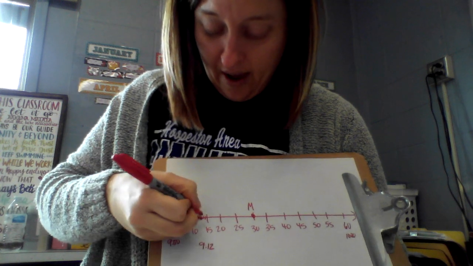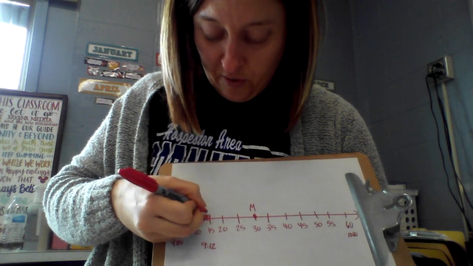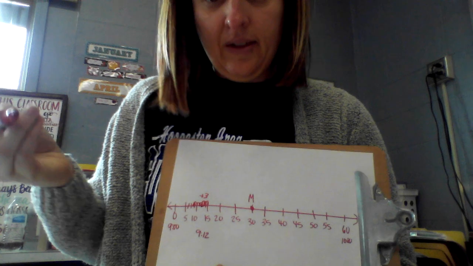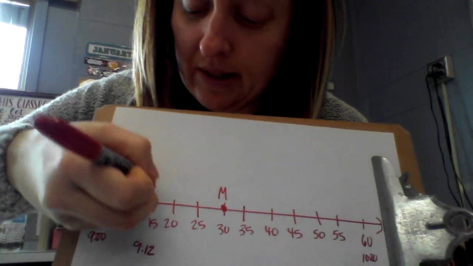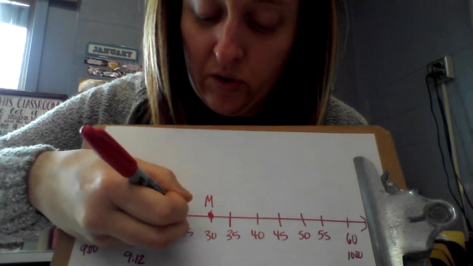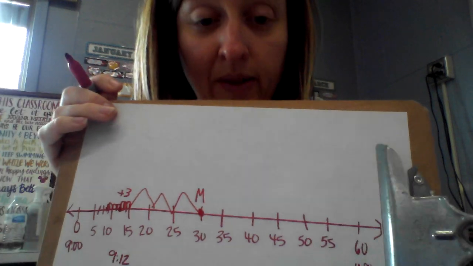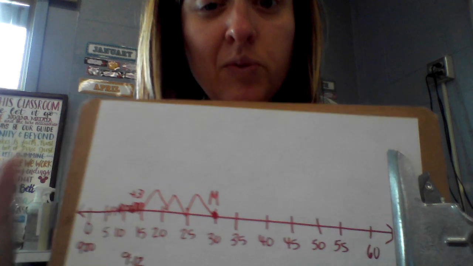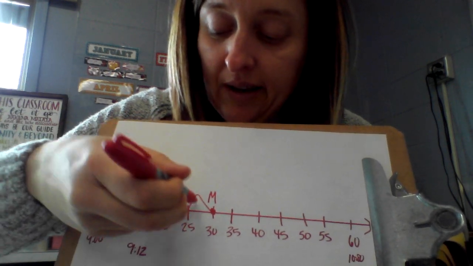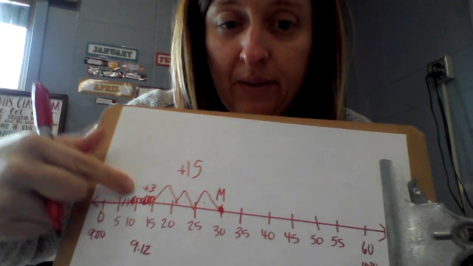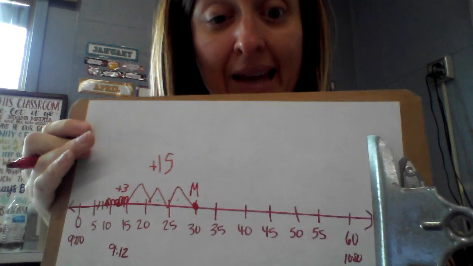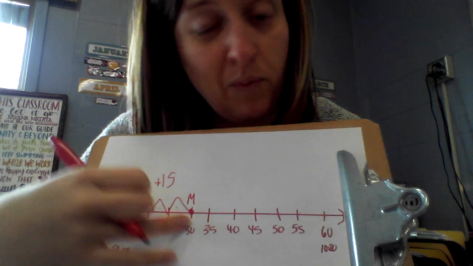So I say, okay, we go 1, 2, 3, plus 3. That gets me, those little hills, gets me to my big tick mark, and now I can make my mountains. And so I go 1, 2, 3 mountains, gets me right there. Remember, each mountain is worth 5. So 5, 10, 15. So 15 plus 3, that would equal 18 minutes that it took him to finish his morning work.